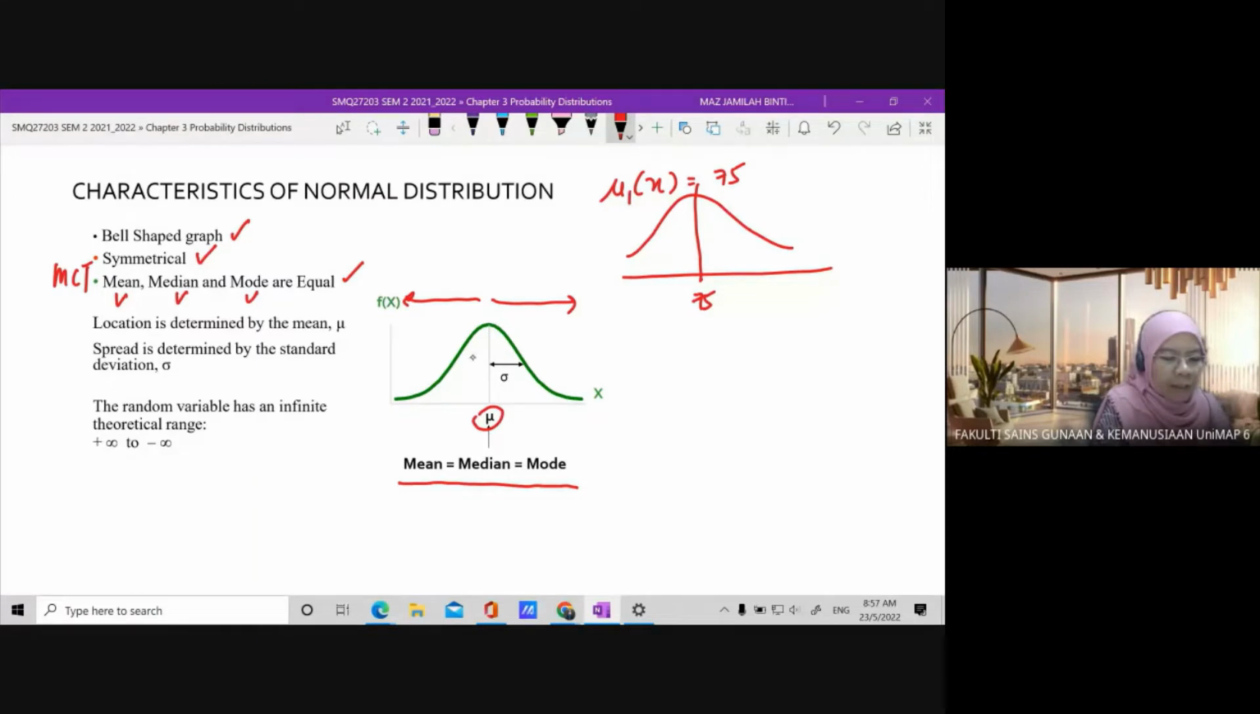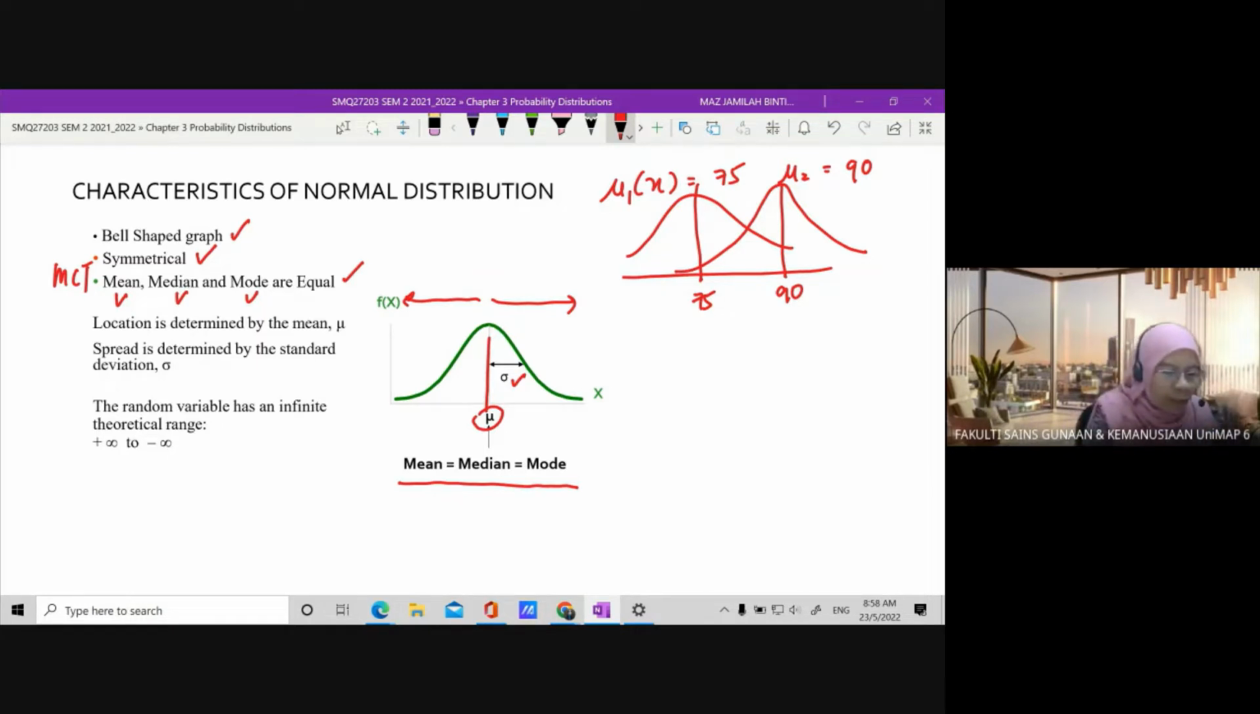If, let's say, you got mu2 equal to 90, for example, then it will shift to 90, where this is your 90. So that is why the normal distribution will be determined by the value of the middle value, that is the mean or the mu. And the spread is determined by the standard deviation sigma. From the middle value to the left or to the right is what we call the standard deviation. The bigger the standard deviation, the bigger the spread.